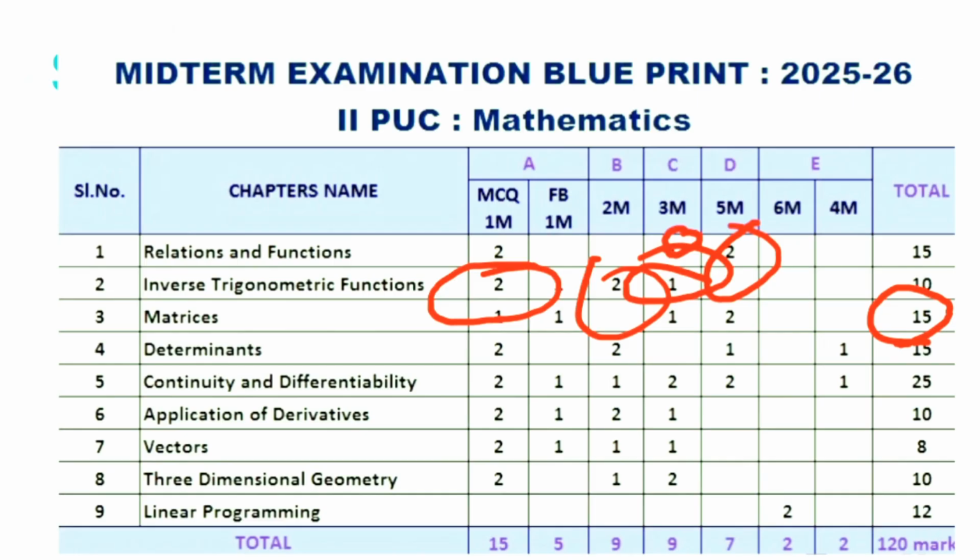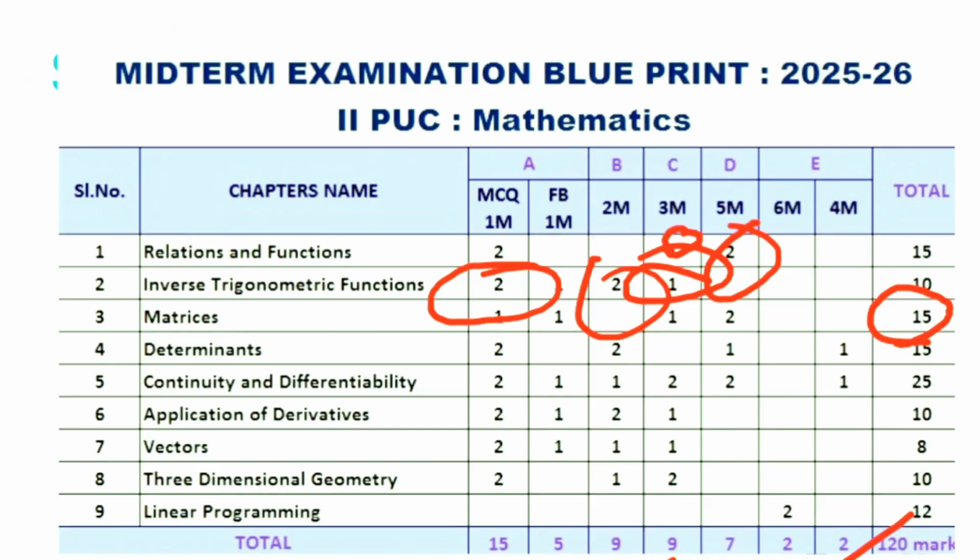So students, we observe that only these 3 chapters, relations and functions, matrices and determinants, give 45 marks: 15 plus 15 plus 15, how much? 45. When you understand the concepts of matrices, determinants, relations and functions, you must take practice. Compulsorily you get 45 marks, easily passing marks, and not just passing marks, more than passing.